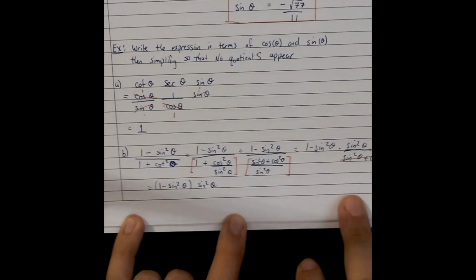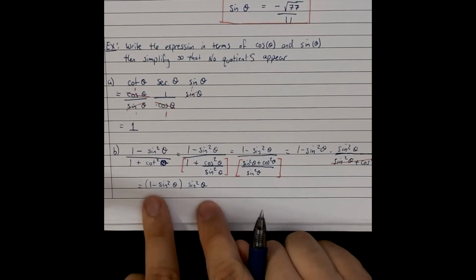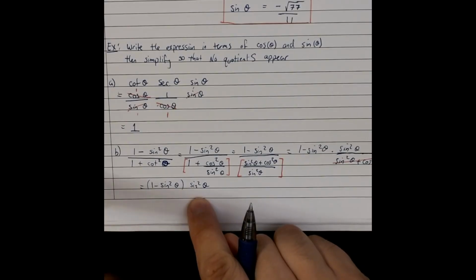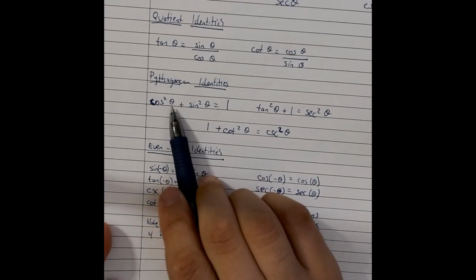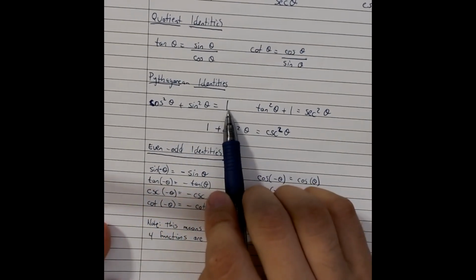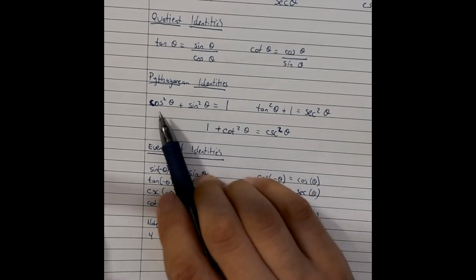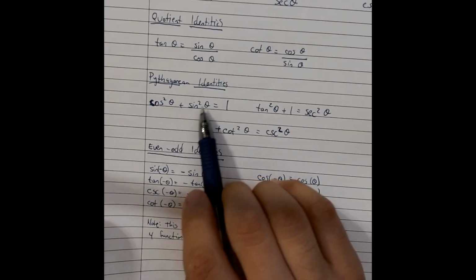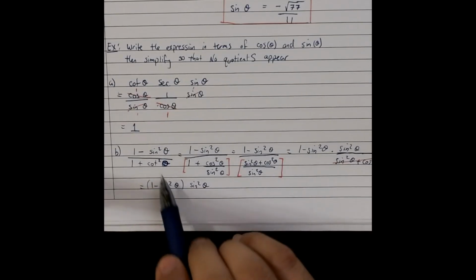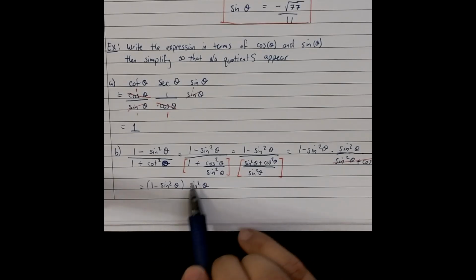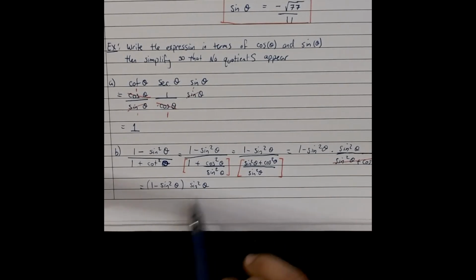Just like that. We can simplify this further. Notice right here, cosine squared of theta plus sine squared of theta is equal to 1. And you say, yeah, but we already did that. And besides, I don't have any more cosine squared of theta added to sine squared of theta. Right here I have sine squared of theta, and I have sine squared of theta over here, but I don't have any cosine squared of theta anywhere.